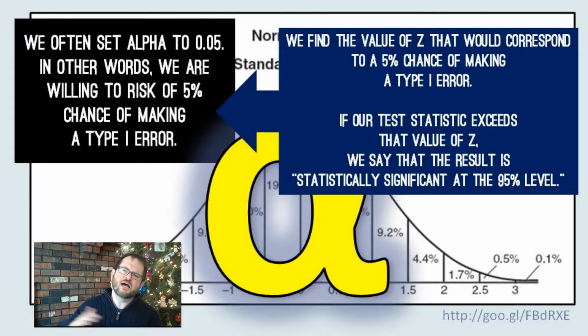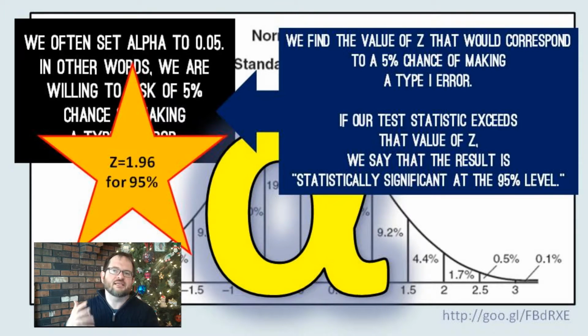In practice, the way this is usually done, like in the case of our z-test, is you come up with a critical value of z that corresponds to a 5% chance of making that error. In other words, that p-value is 5%. Then when you compute your test statistic, if it's bigger than that threshold value of z, you reject the null hypothesis.